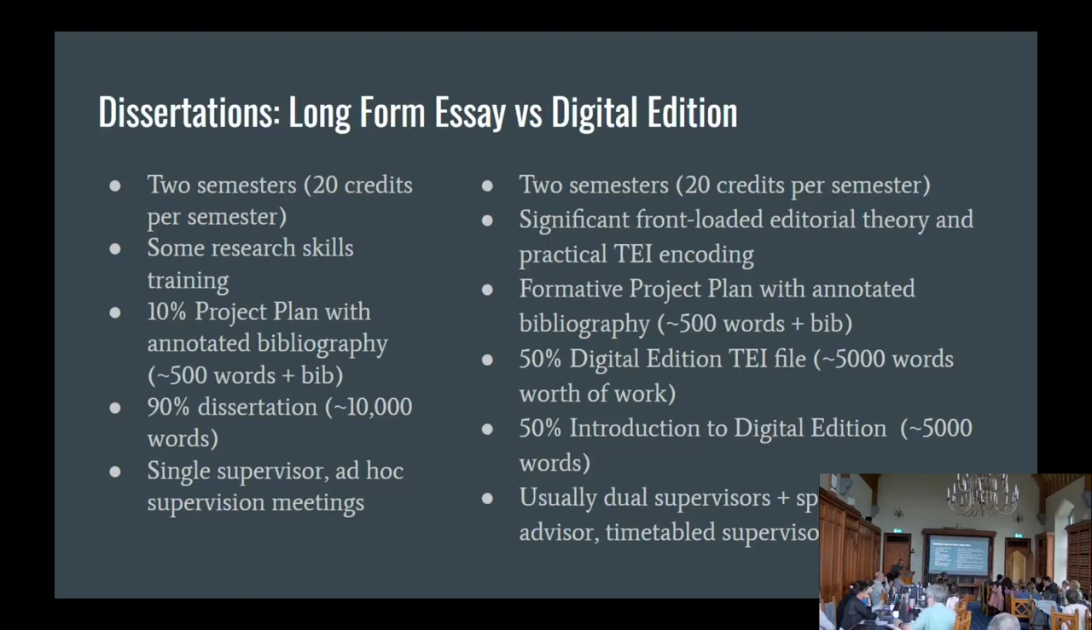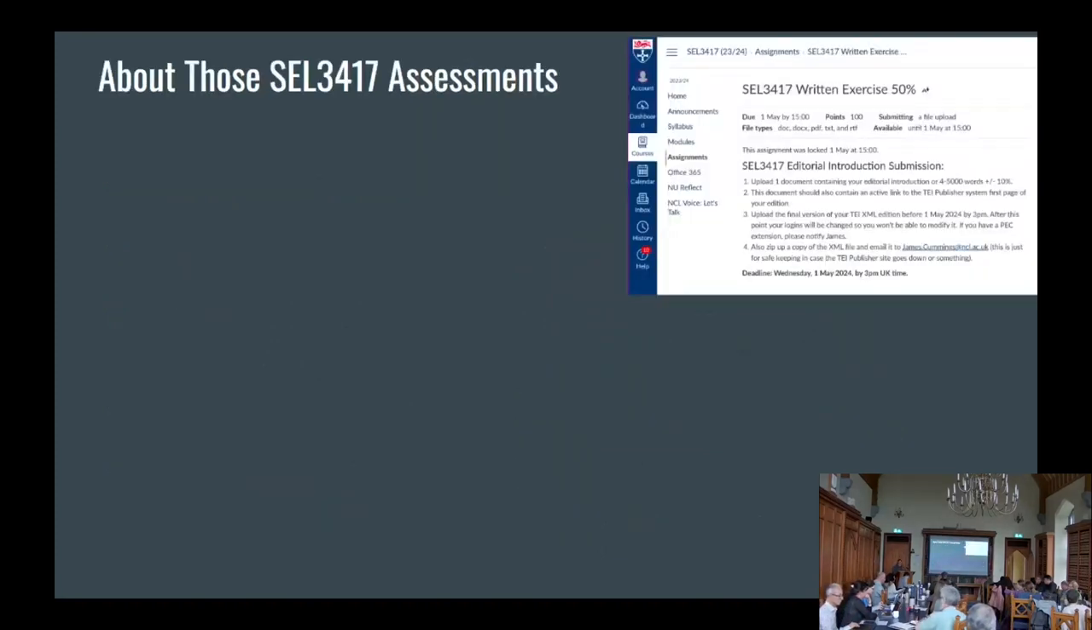And 50% then for the digital edition, which is 5,000 words worth of work, and 50% for their introduction to the digital edition. And they usually get 2 supervisors, Aditi and I, though we would co-opt someone else if it was in something we felt we couldn't advise on. Plus they have an advisor in special collections, the archivist there, Melanie Wood. Plus they have timetabled supervisory meetings instead of having to email their supervisor and say, oh, are you free for a meeting this day or that day? We just timetable for them because we think that it will be better for them.